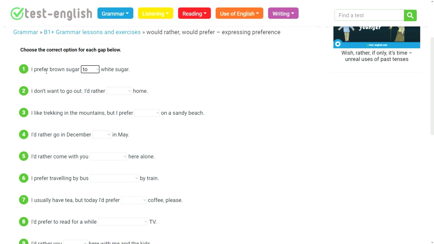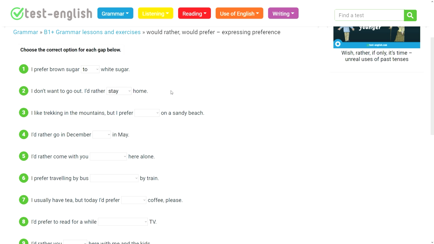Prefer to. Second one, I don't want to go out. I'd rather blah, blah, home. Okay, I already know that after would rather, I need a verb. But this verb should be a verb 1. It should be verb 1. Remember. I would rather stay home, not staying, not to stay.